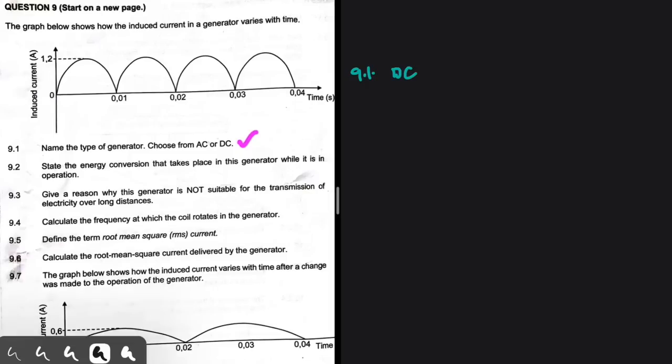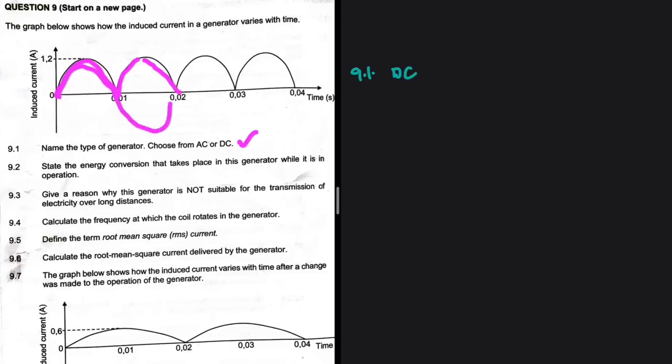Let's go to 9. Name the type of generator. Choose from AC or DC. Should be an easy question to answer, right? 9.1. This is DC. Why are we saying that? You can see that the induced current does not change direction. It stays in the same direction. If it goes down like this and forms a cos or sine graph, that would be an AC, alternating current. But in our case, we have a DC generator. That is 9.1.